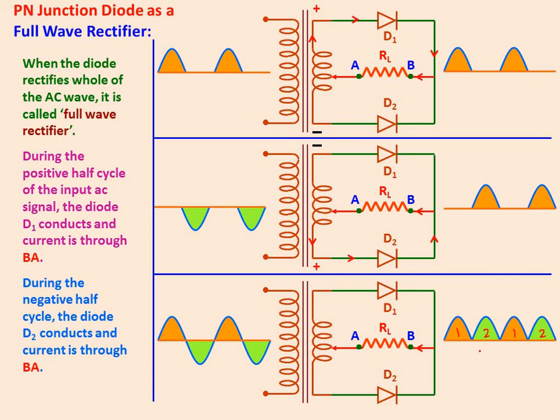Now one more point is the number of DC pulses per second. The number of DC pulses per second of the output, whatever we are seeing here, is equal to twice the frequency of AC input. Twice the frequency of AC input. In the previous case they are equal, while here in the full wave rectifier they are double.